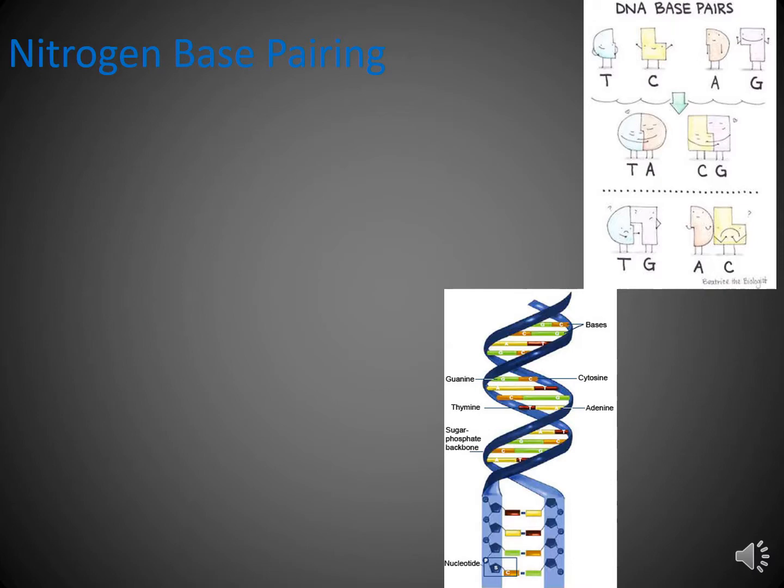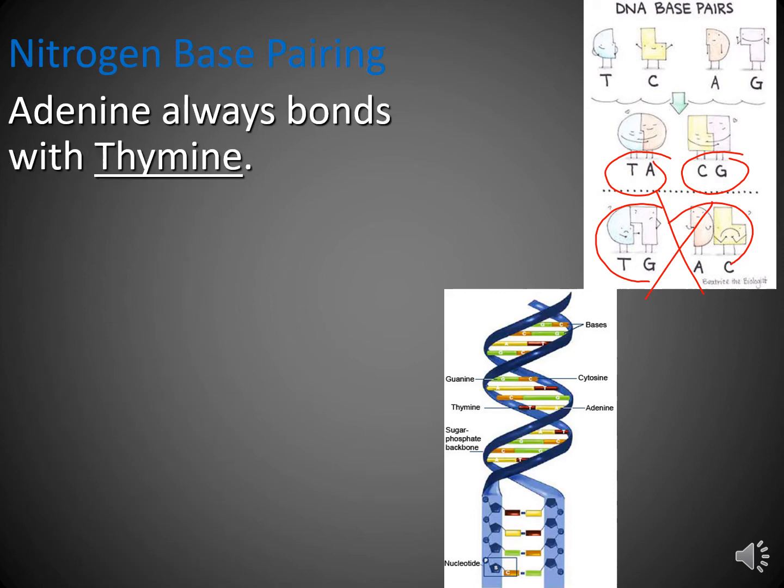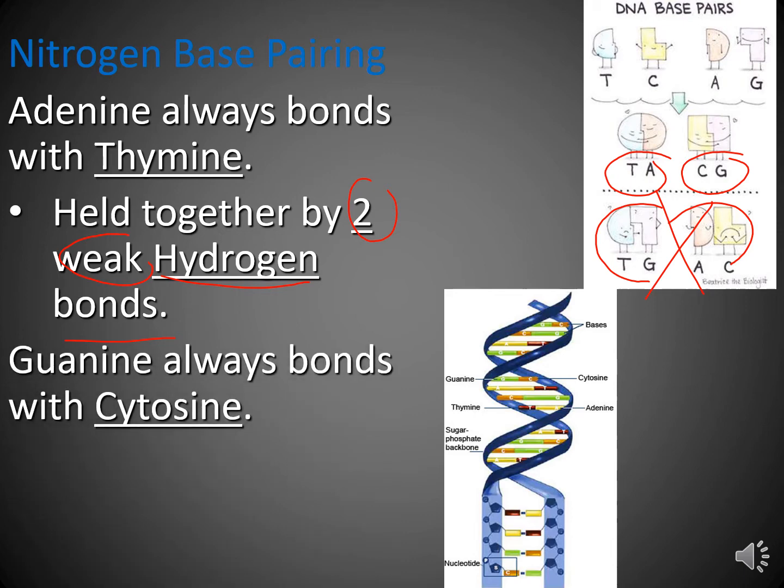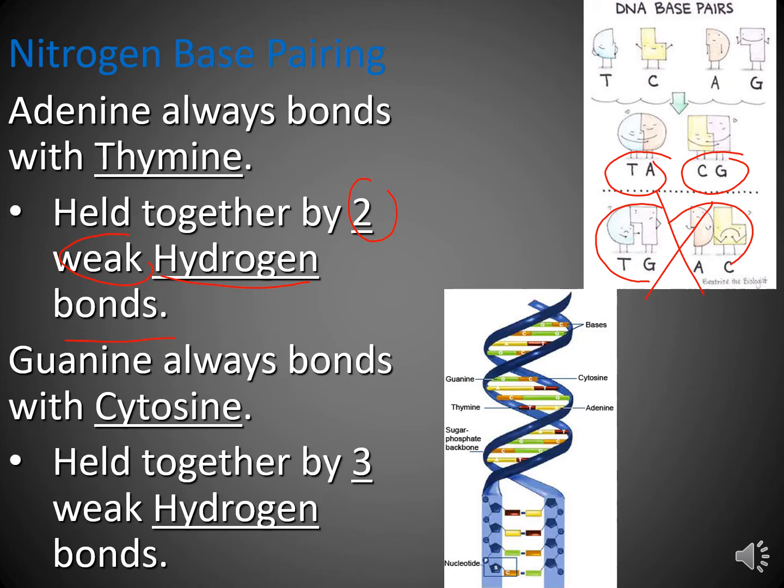Now, do you remember the nitrogen base pairing? ATGC. Remember apple tree, garbage can? Because it can't fit any other way. So adenine always goes with thymine. Remember, apple always goes with tree. They're held together by 2 hydrogen bonds. Why? Because it's the weakest bond, so it's easy to break so they can have replication. Guanine always goes with cytosine. That means garbage always goes with can. Those are held together by 3 weak hydrogen bonds.